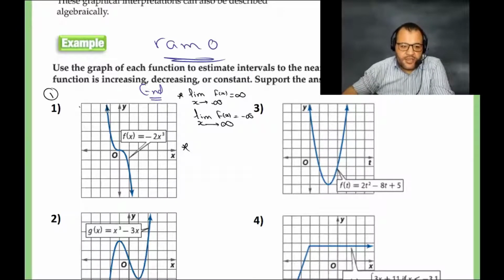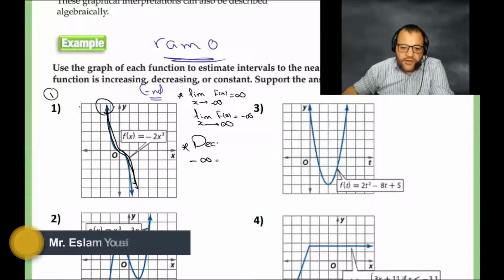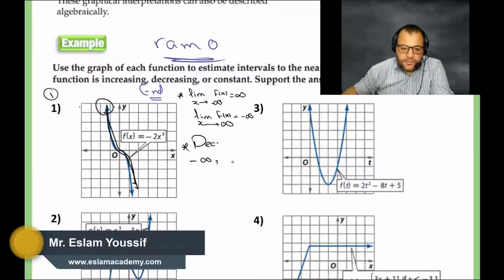Just look at the graph here that we have. The graph now, we will read this function is increase or decrease? Decreasing. Decrease from the beginning to the end. What do we find from the beginning? Negative infinity. And from the right side? Positive infinity. No. Negative.